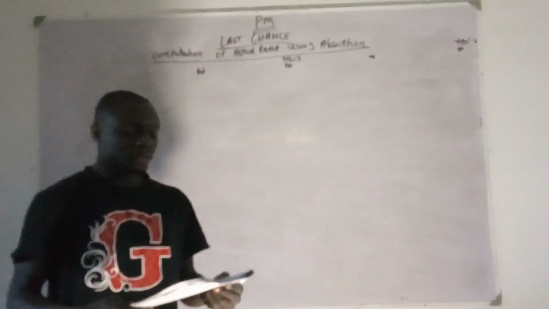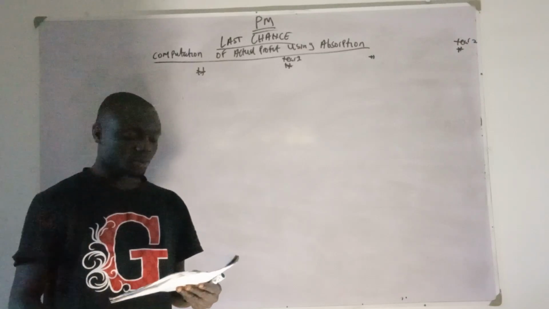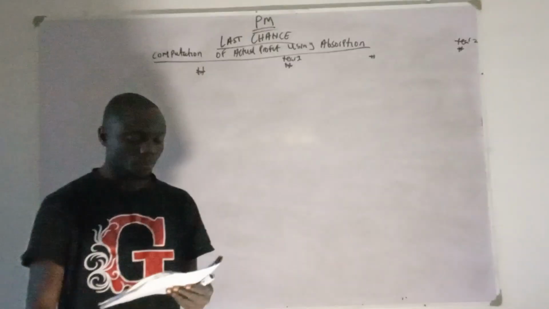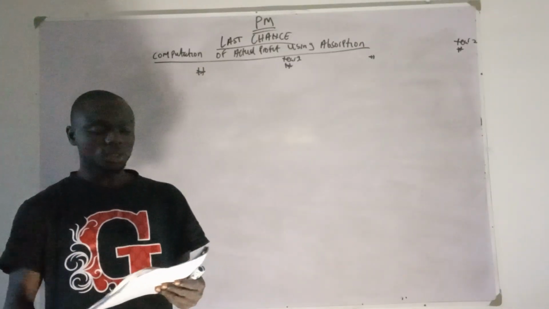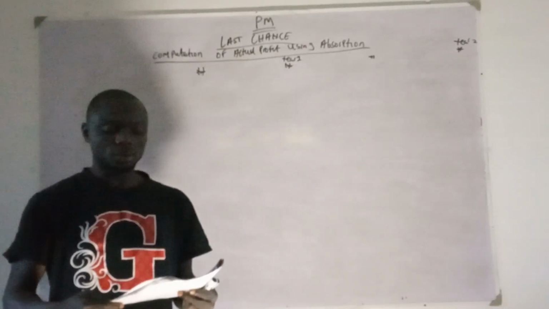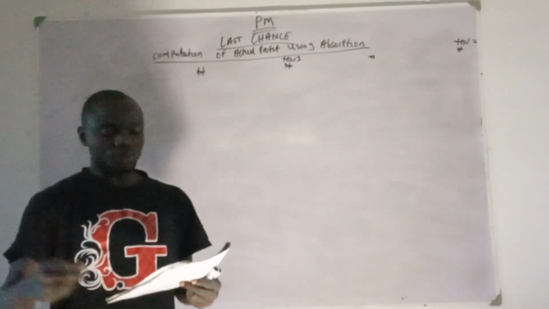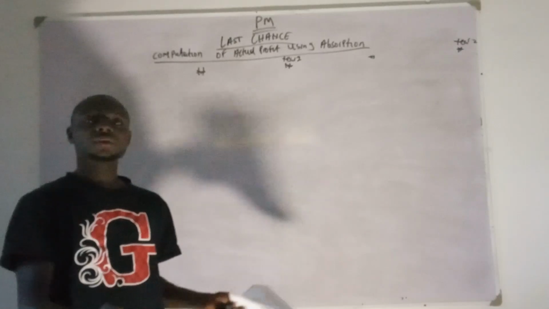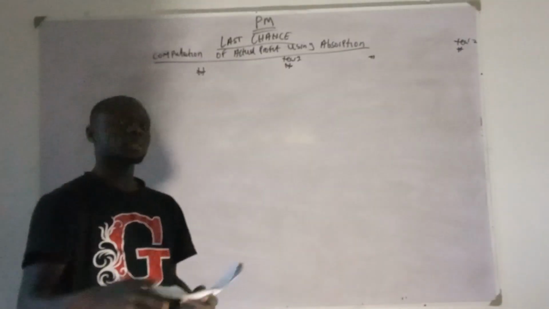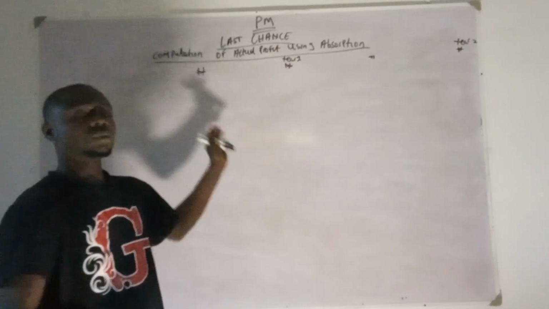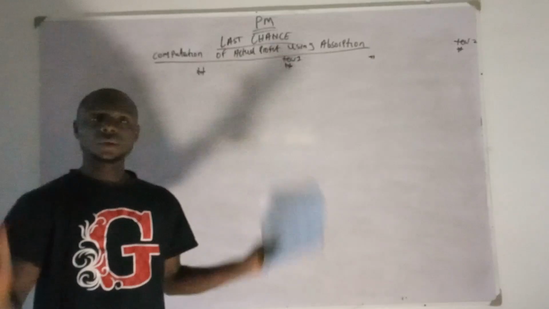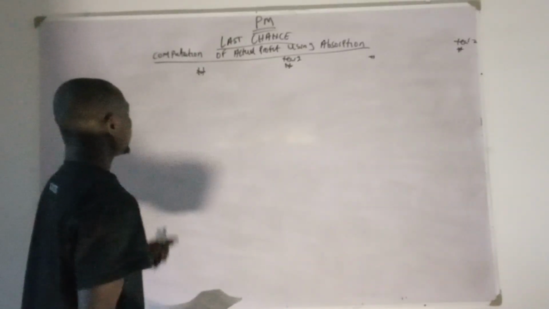Required: prepare the actual profit and loss statement for each of the 2 years using absorption costing. Provide a reconciliation of the profit under absorption costing and marginal costing, which means that after preparing the marginal costing as well as absorption costing, which my previous video explained with an illustration, we will now do the reconciliation. Now, the computation.